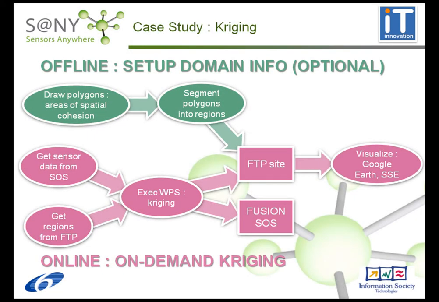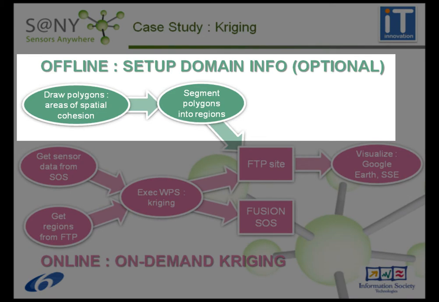The workflow involved in running the web processing service consists of an offline and online phase. The offline phase involves drawing polygons to indicate areas of spatial cohesion that experts have identified. These are then segmented and used as input to the kriging algorithm.